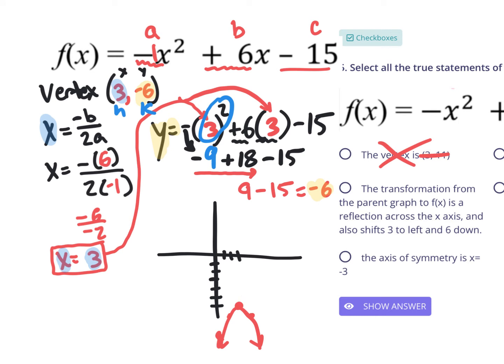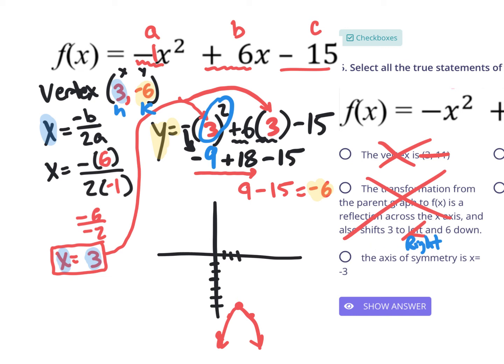So you have to be very, very careful with this one because, believe me, I've made a mistake on this one in the past. It says shifts 3 to the left, and that's incorrect. That should have read 3 to the right. I mean, think about it. From the origin, the parent graph has to get to that vertex. It's 3 to the right and 6 down. Anyway, so that makes this statement false. So don't pick that one either. So far, nothing's been true.